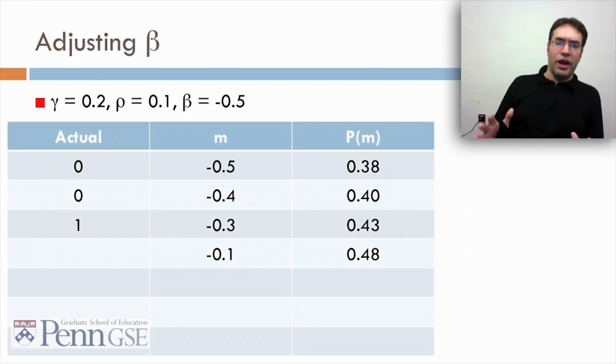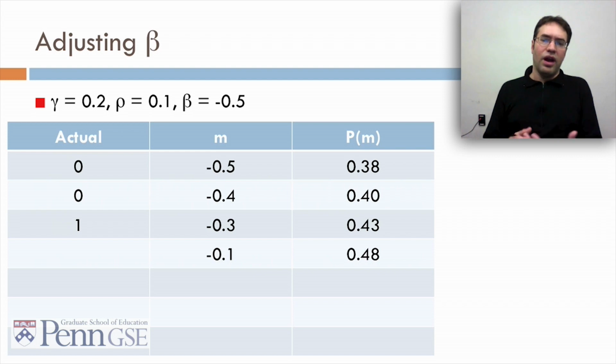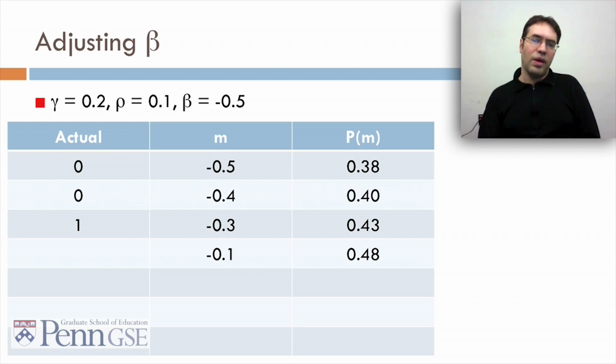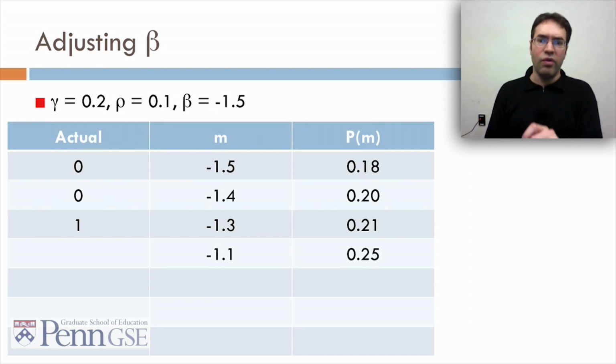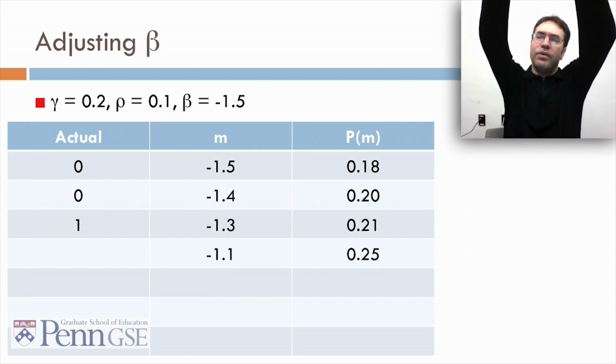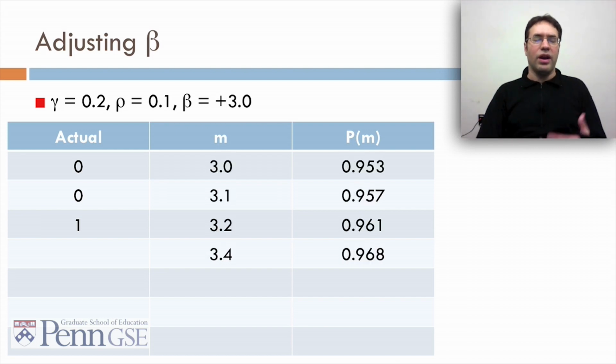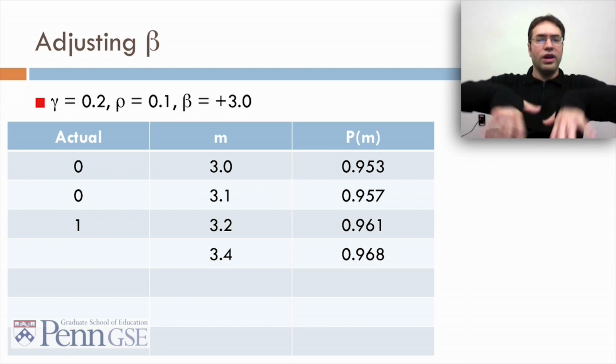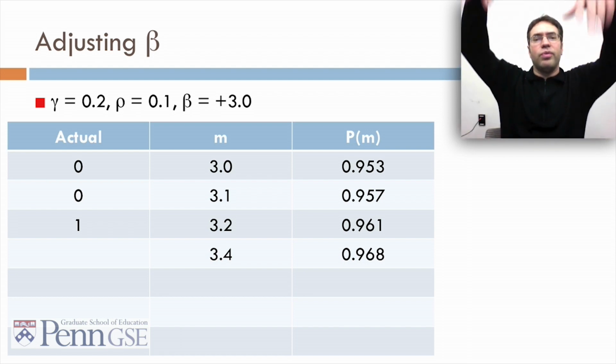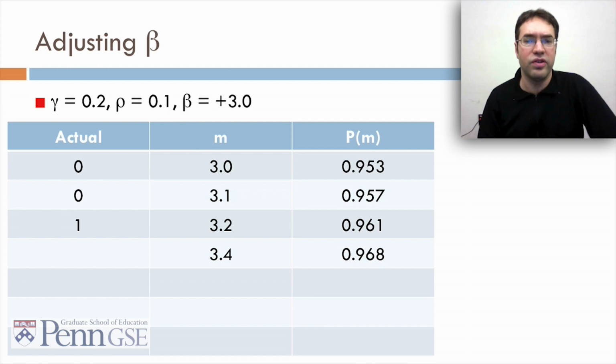So how about adjusting beta? Let's say you adjust beta. If you look at this case, we have a beta of negative 0.5. You saw this pattern before. If we change it to negative 1.5, the same kind of amount of improvement happens, but they start from a lower baseline. And if we set beta to +3, then it starts with a really high baseline. From the very start, we assume a student's going to be 95.3% correct.